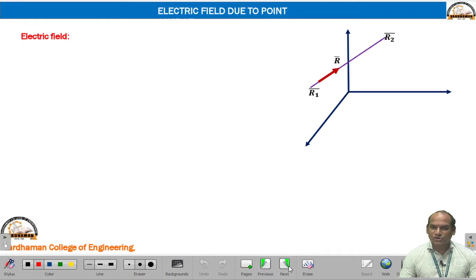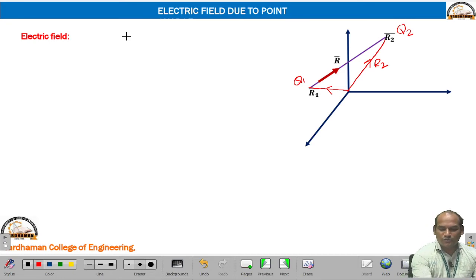So assume two charges are available in this diagram. Q1 is the first charge, Q2 is the second charge, and the position vector of Q1 is given by R1, the position vector of Q2 is given by R2. And already we know Coulomb's force equation. Now I am going to write Coulomb's force equation, which gives the force on Q2 due to Q1.